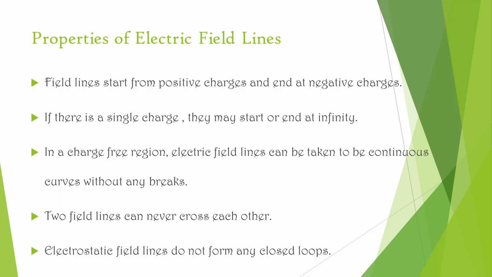In a charge-free region, electric field lines can be taken to be continuous curves without any breaks. Two field lines can never cross each other as they show a particular direction. Electrostatic field lines do not form any closed loops.